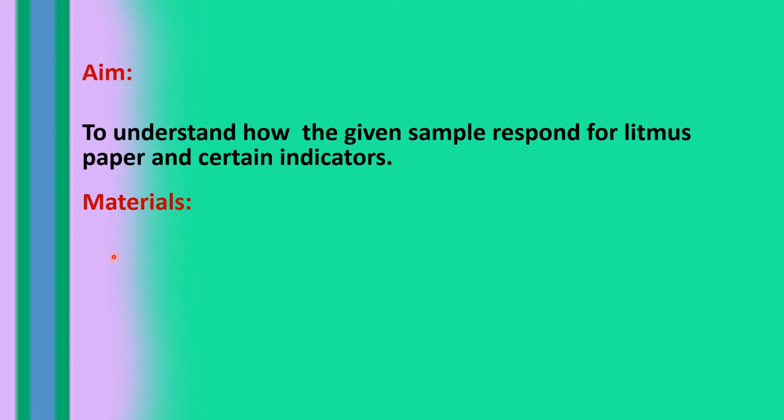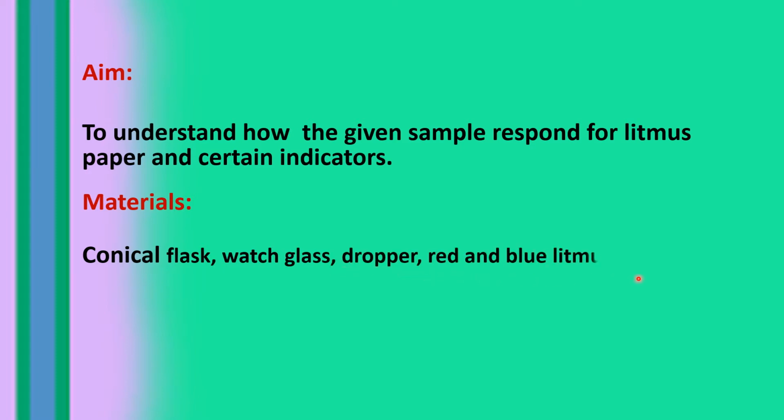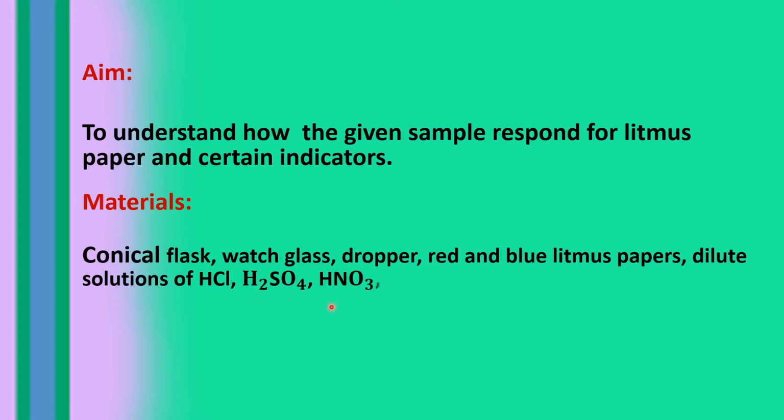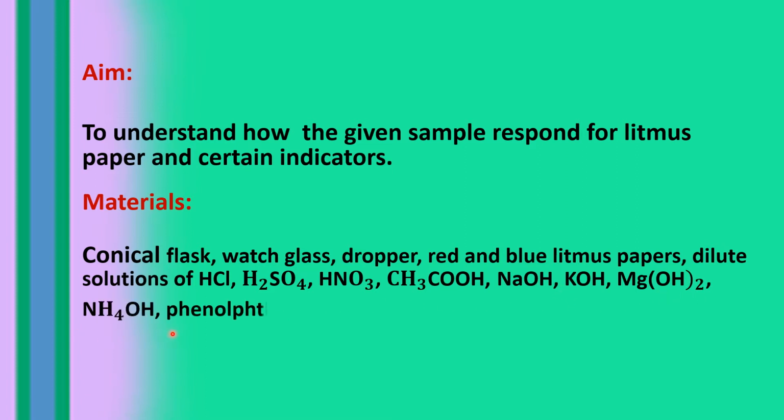Here, I'm going to take a conical flask, a watch glass, a dropper, red and blue litmus papers, and certain dilute solutions. Here, the dilute solutions I am taking are HCl, H2SO4, HNO3, CH3COOH, NaOH, KOH, Mg(OH)2, NH4OH, and the phenolphthalein indicator and methyl orange indicator.